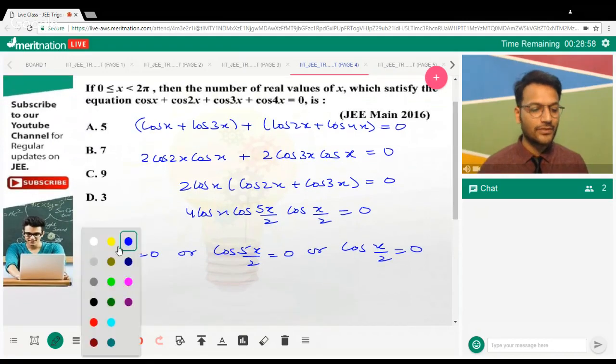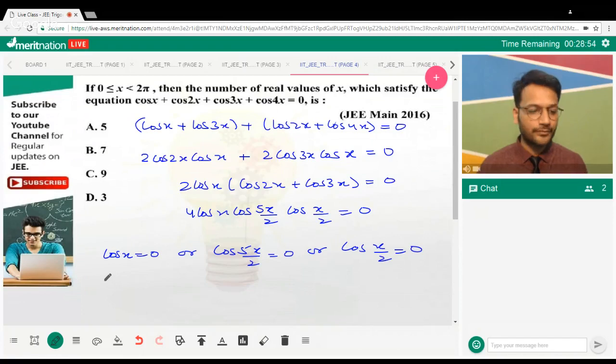Now we know cos x is equal to 0. We have a simple solution, and the solution is it will be an odd multiple of pi by 2. So x can be taken as (2n plus 1) pi by 2. In this case, x lies between 0 and 2 pi. It's very important for you to remember where x lies. 0 is included, 2 pi is not included. This is where x lies.